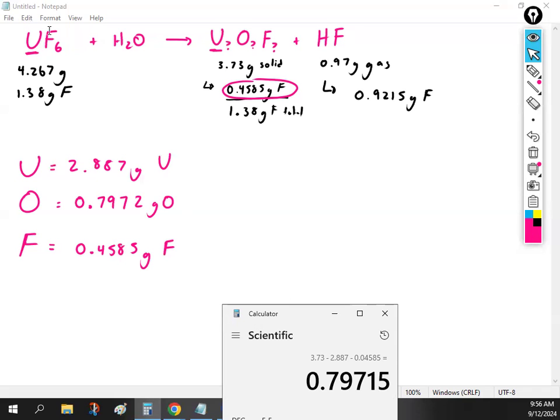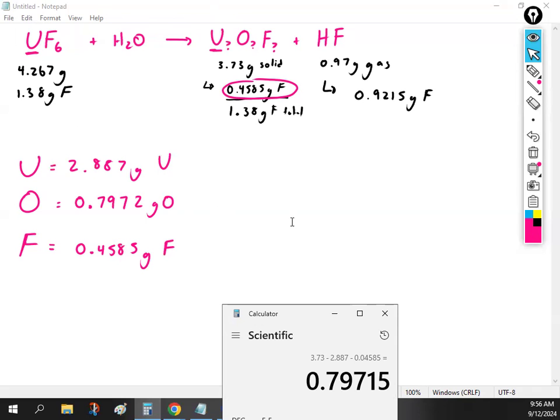Yeah, good question. So if you look at UF6, right, it's made out of only uranium and fluorine. In part B, we found out how much fluorine is in there, which is 1.38 grams. So if you take away the fluorine, you only have the mass of the uranium left over, which is how we got the 2.8. And then all of the uranium in UF6 went to the solid. And so that's how we can get 2.887.